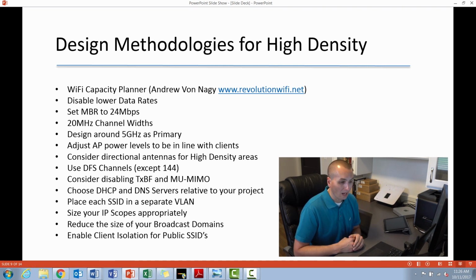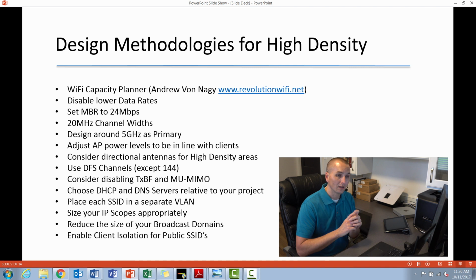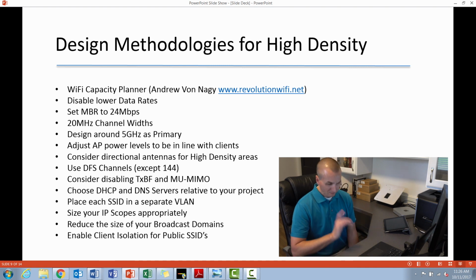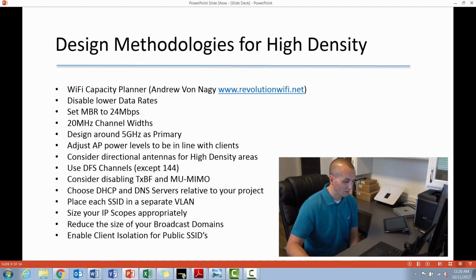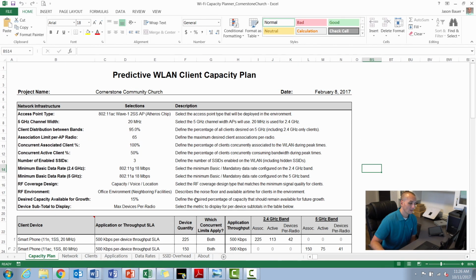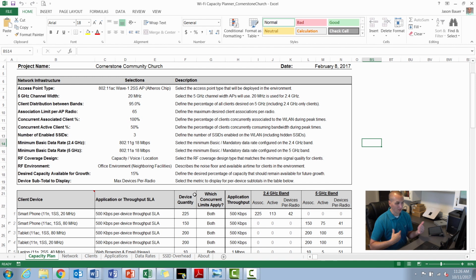And so what I would do, now Ekahau, to their defense, Ekahau now has a fairly robust engine for designing capacity on top of the modeling that you do within their software. I have not used that. I'm just comfortable with the capacity planner from Andrew Vanage. But in fact, let me just bring it up real briefly so you guys can see it. This was specifically for the church. You plug in the different metrics, the type of APs, the channel widths that you're using, distribution between bands of the clients. You're plugging in all these different elements.